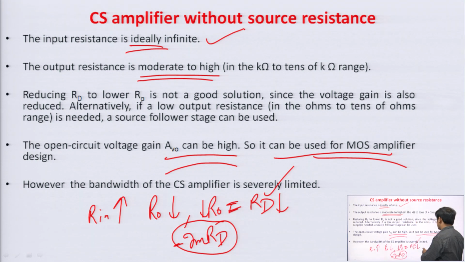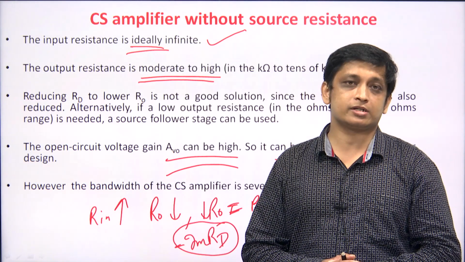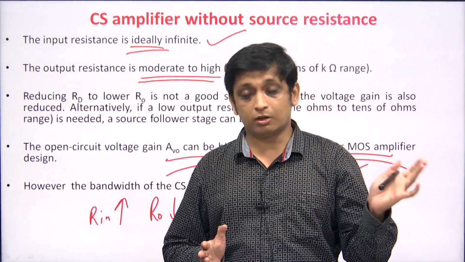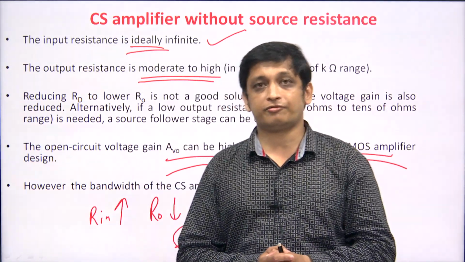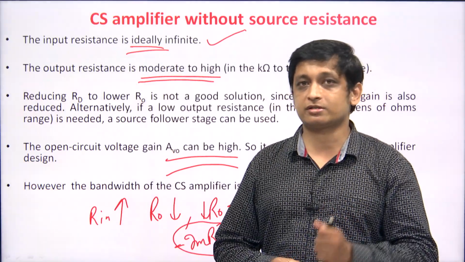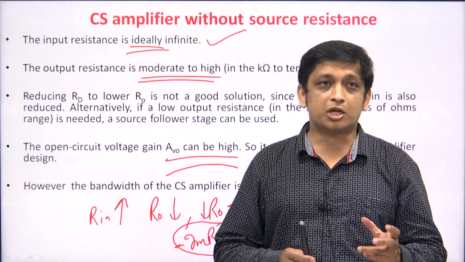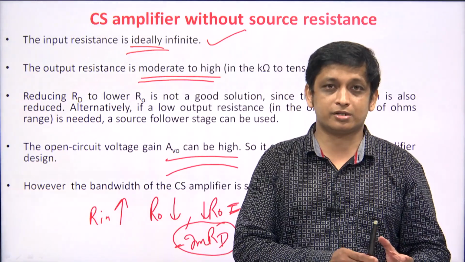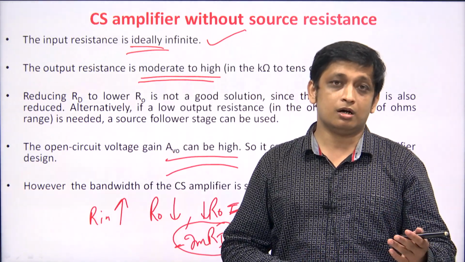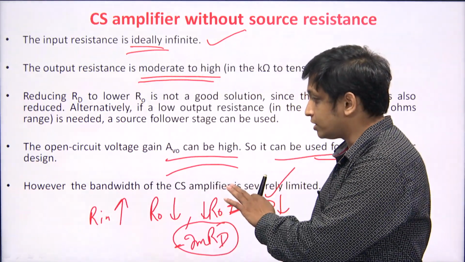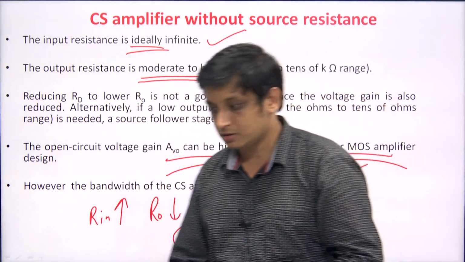The bandwidth is the issue for the CS amplifier, because of the Miller effect. In common source amplifier the Miller effect comes, in common gate there is no Miller effect. This Miller effect we will discuss in unit 2, when I discuss the low and high frequency response of common source amplifier. Due to the Miller effect the equivalent input capacitance increases, due to that the bandwidth is reduced. That is the issue with the common source amplifier.